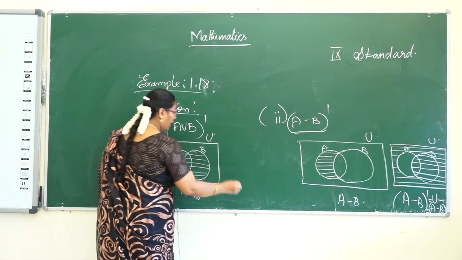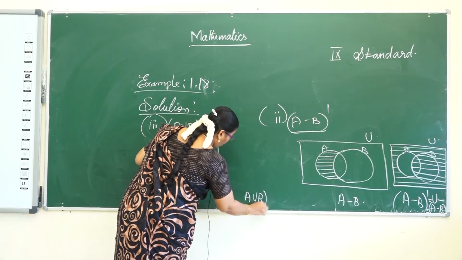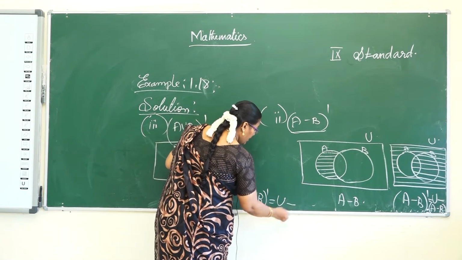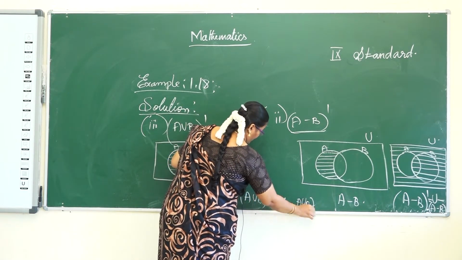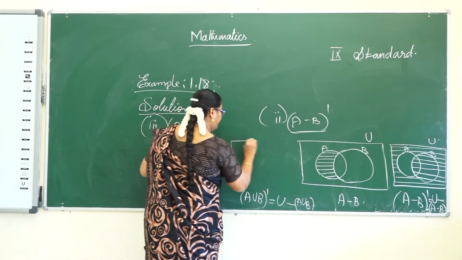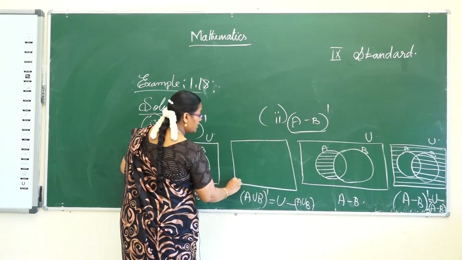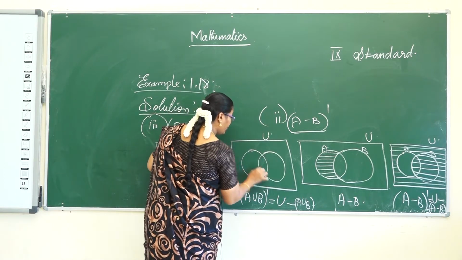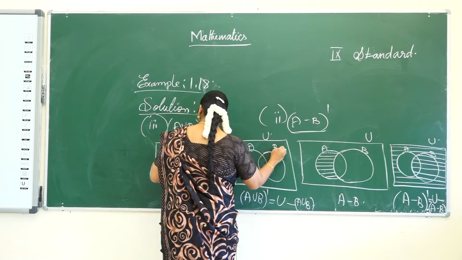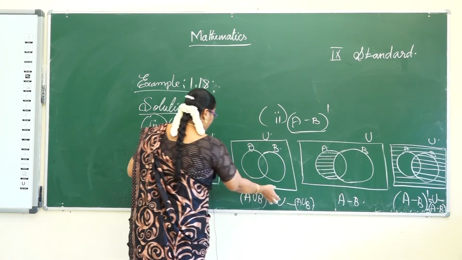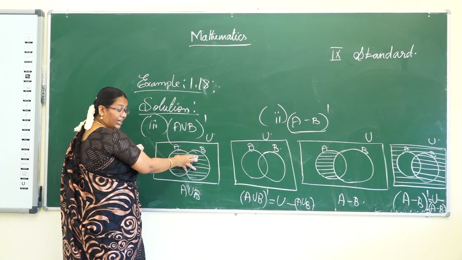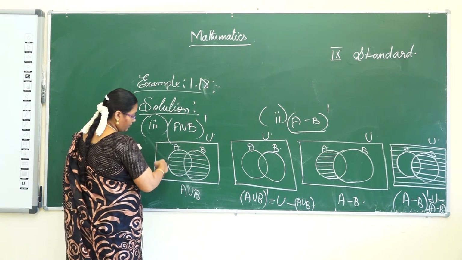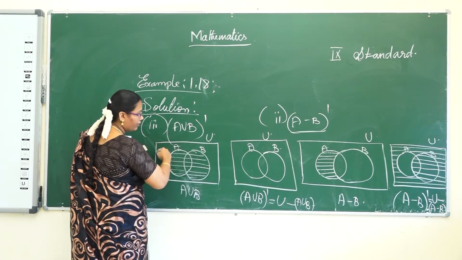We need here A union B, the whole complement. It can be written as the universal set difference A union B. Okay, so draw the universal set, then draw the two overlapping sets A and B, and then take the part not included in A union B, the remaining part of the set. The remaining part of the set is this portion only.